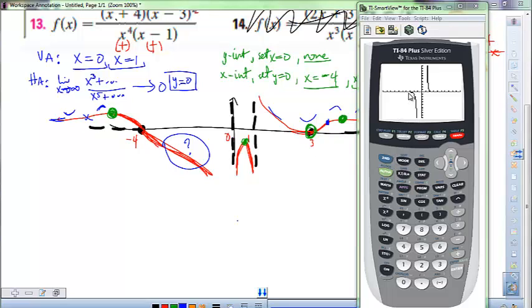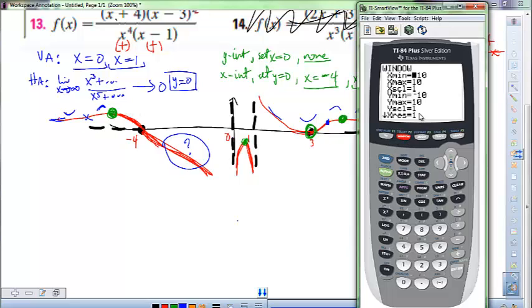So what we want to do is focus in. Let's focus in to the left of -4. So I'm going to adjust my window, and we can keep our x min at -10, but our x max should be, let's say, a little bit past -4. Let's go to -3.